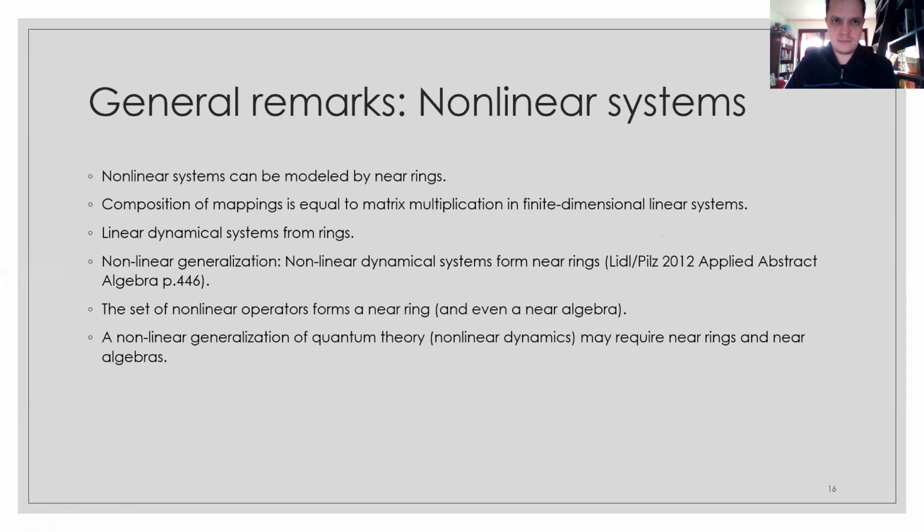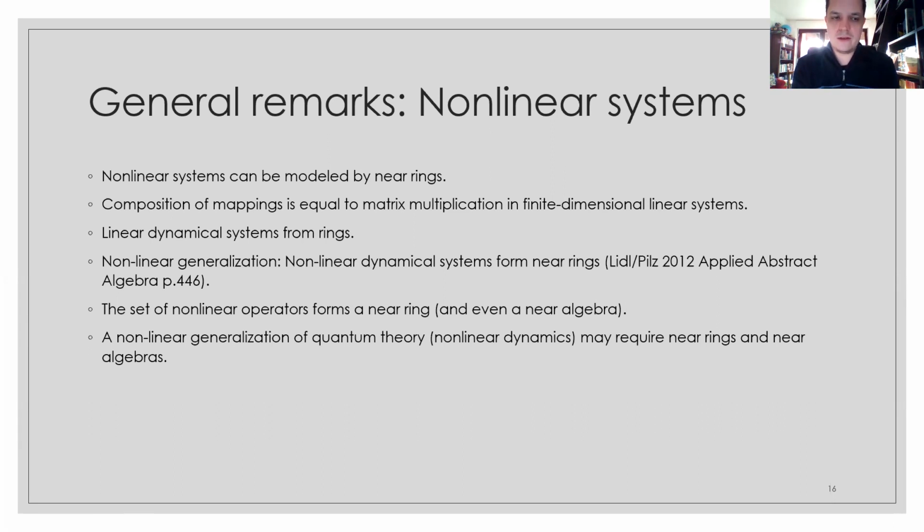The second thing I would like to say is a general remark about nonlinear systems. Nonlinear systems can be modeled by near rings, and the composition of mappings is equal to matrix multiplication in finite dimensional linear systems. Finite dimensional linear dynamical systems form rings, and also infinite dimensional, sorry. But what's interesting is nonlinear dynamical systems form near-rings, and I took that from the book by Professor Pilz and Liedl, Applied Abstract Algebra. And in this case, matrix multiplication becomes composition of mappings. And the set of nonlinear operators does form a near-ring, even a near algebra.